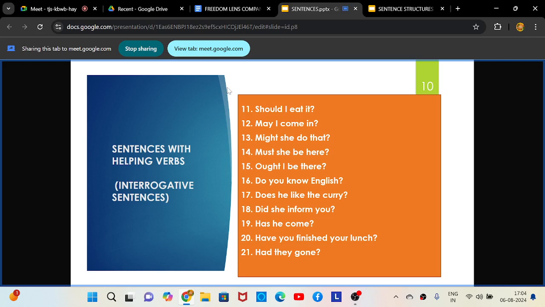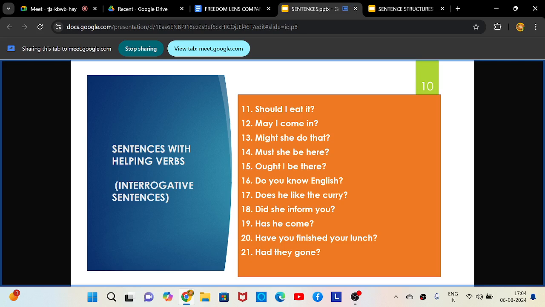Okay. Next is may I come in? Might she do that? Might she do that means in Tamil we say அவ அது பண்ணுவாளா? அவ அப்படி பண்ணுவாளா? Might she do that? Next is must she be here? Must she be here? Ought I be there?